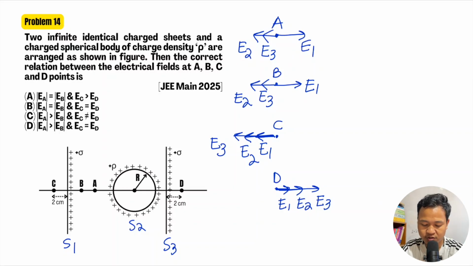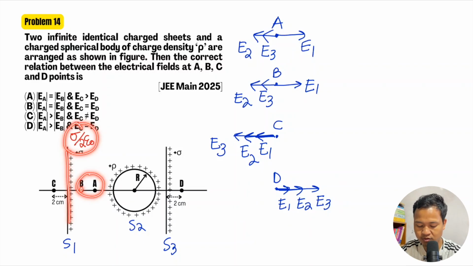In the options, we are comparing A and B, and comparing C and D. Let's see whether they are equal. Comparing A and B, due to an infinite sheet the field is sigma by 2 epsilon naught. It does not depend on the distance of the charge from the surface.